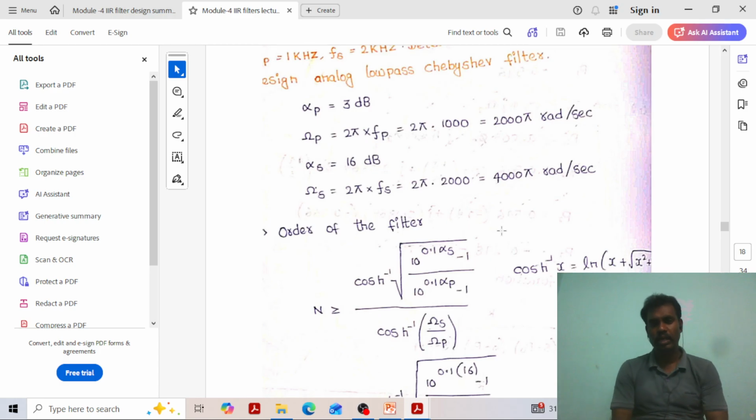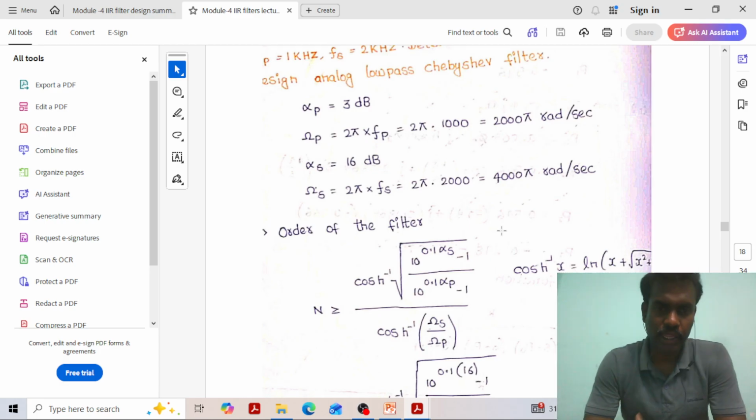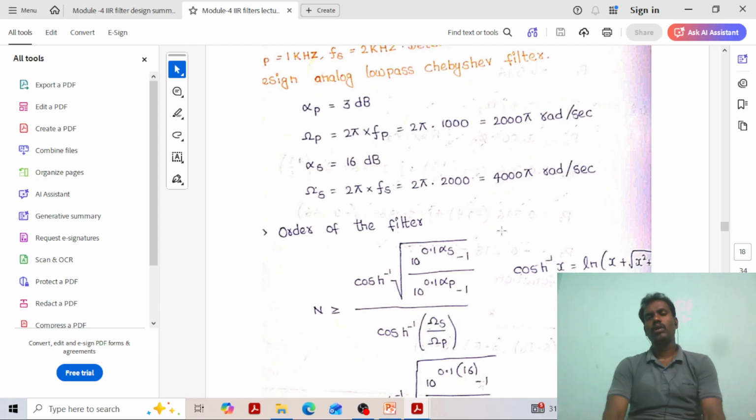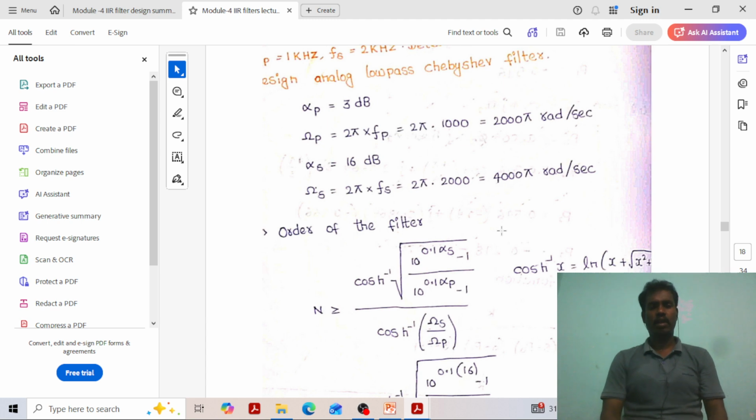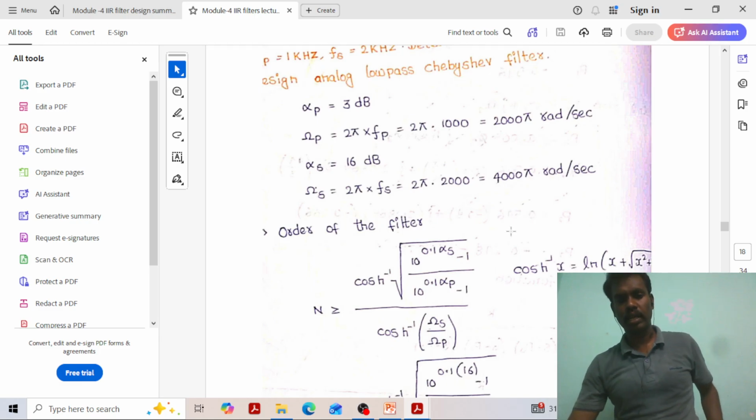1 kilohertz has to be converted into radians. 2 pi fp, f is equal to 1 kilohertz, so 2000 pi radians per second. Similarly, omega s is 4000 pi radians per second. So now everything is studied. We have alpha p and alpha s, omega p and omega s. Just we will substitute in the n formula.